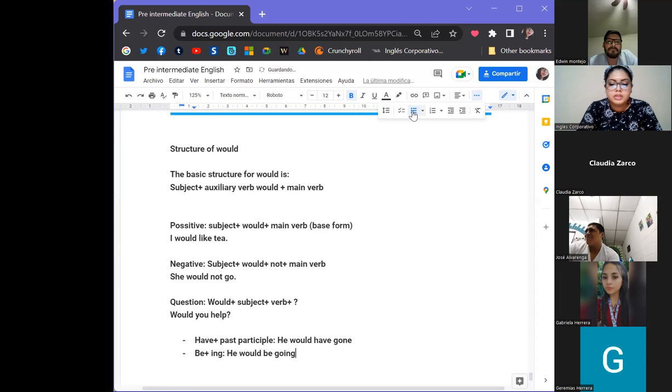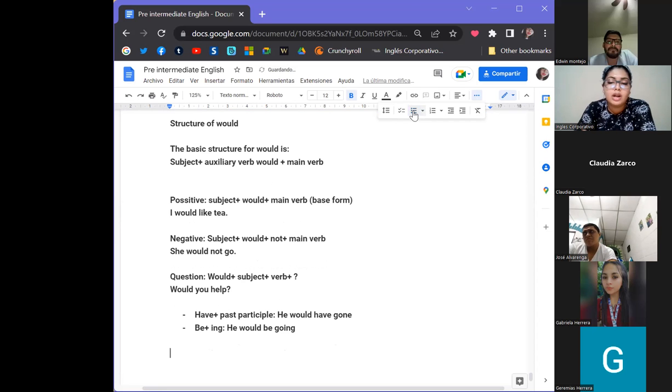So we have many structures in which we can use the auxiliary would. In this case, the main verb cannot be in the to-infinitive form, because in that case it will not be correct. We just need the verb in base form, but not in infinitive. And also it says that would and had have the same short form, 'd. So in that case, we need to focus on the context of the sentence. Let's see this one.